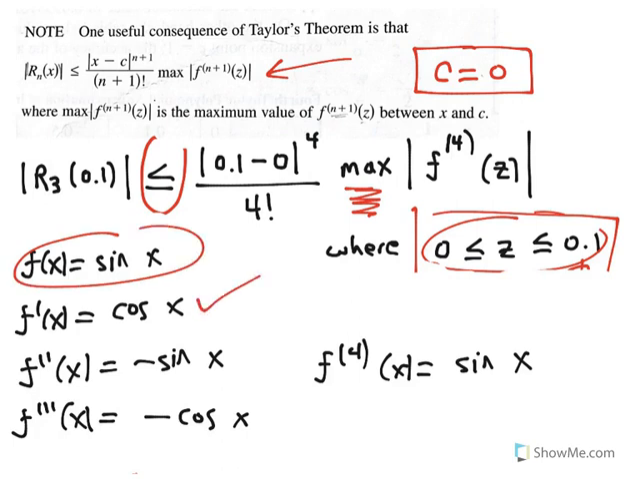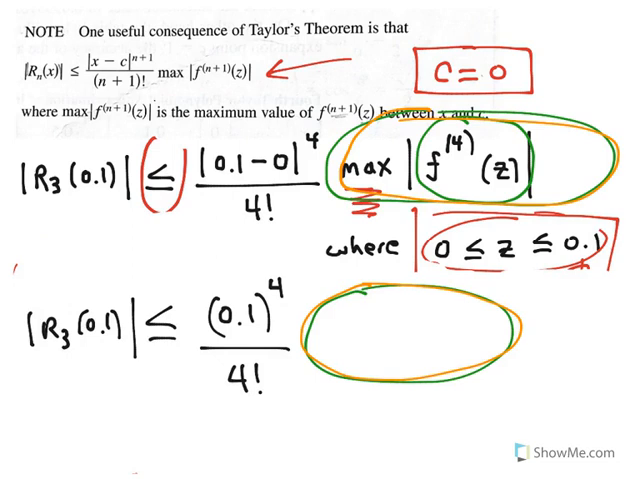So our function is f of x, and here's the first derivative of f of x, here's the second derivative of it, here's the third derivative of it, and here's the fourth derivative of it. So the fourth derivative of our function is, in fact, sine of x. So what we really need to consider is what should go here for the maximum value of the fourth derivative of our function evaluated at z, where z is between 0 and 0.1.